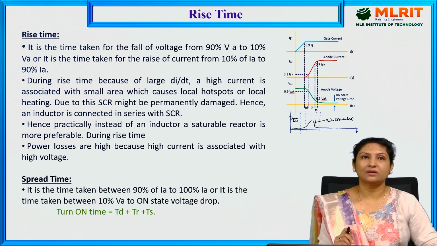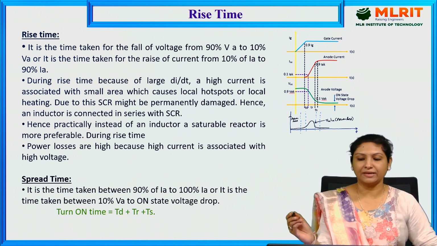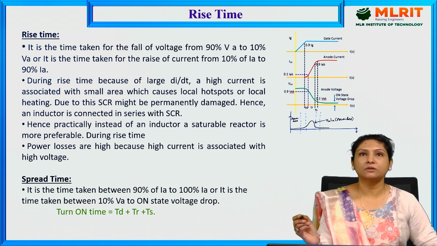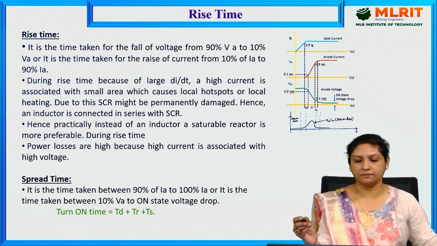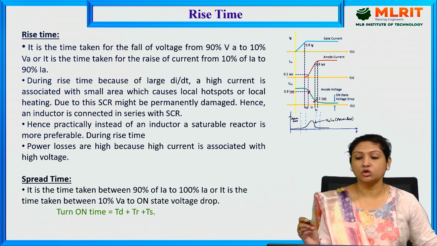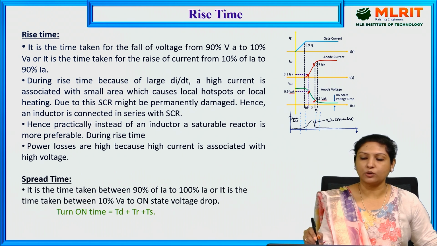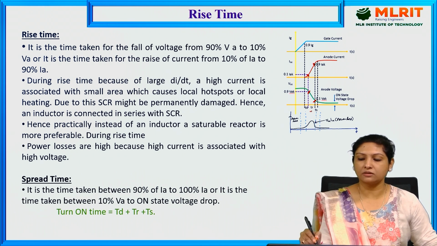Coming to the rise time, it is the time taken for fall of voltage from 90% of voltage to 10% of voltage, or otherwise it is the rise in current from 10% of anode current to 90% of anode current, and this is nothing but the rise time.